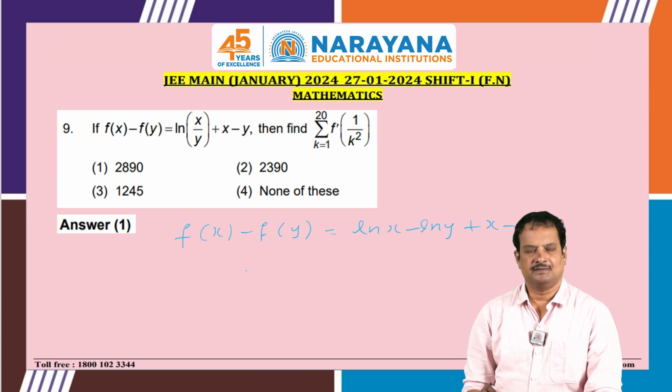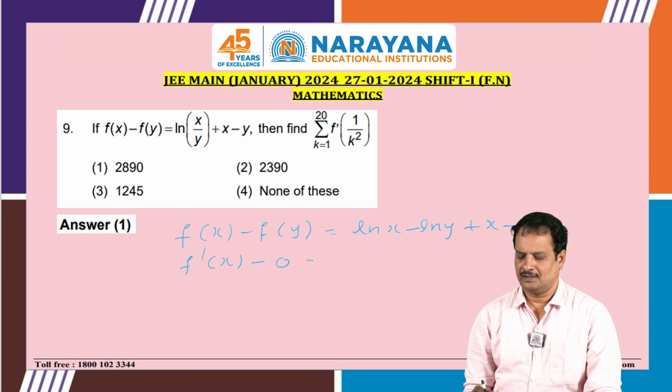Now we can differentiate this partially with respect to x. So the f of x derivative is f dash x. The f of y derivative is 0, equal to log x derivative which is 1 by x. Log y derivative is 0. x derivative is 1. So now we got f dash x equal to 1 by x plus 1. Okay, this is what we got.